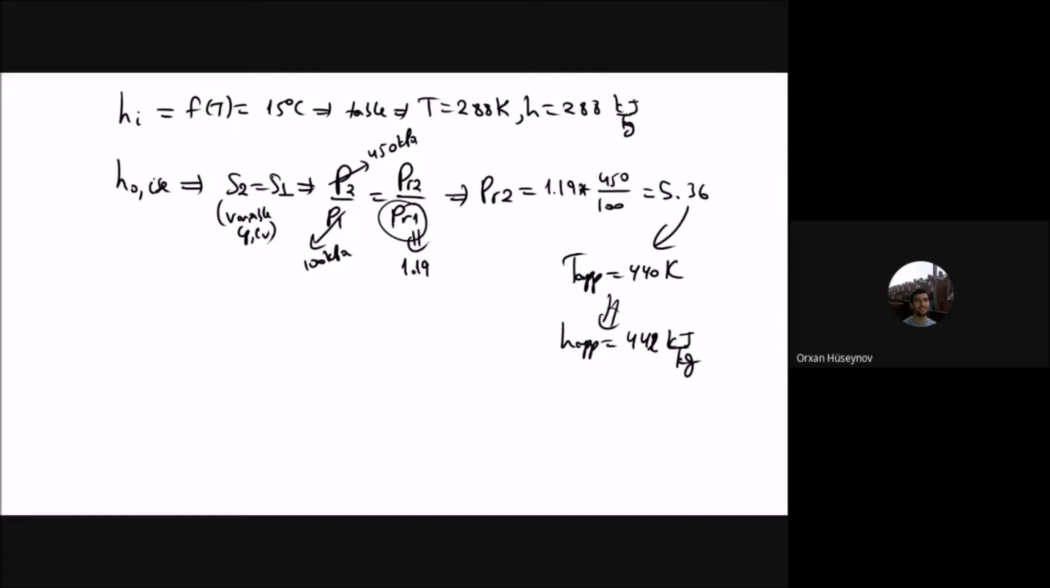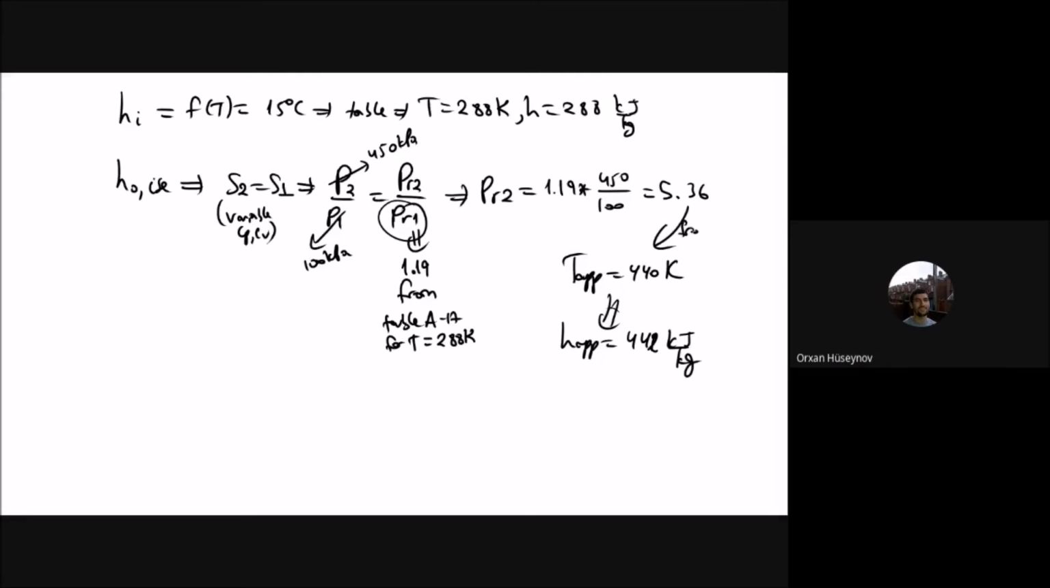So S2 is same as S1. I'm using this formula here, and the P1, P2, PR1, PR2. The PR1, I get it from the table A17, for temperature of 288 Kelvin. Okay, this is from the table. And the PR2, I get it from this formula here, which is 5.36.